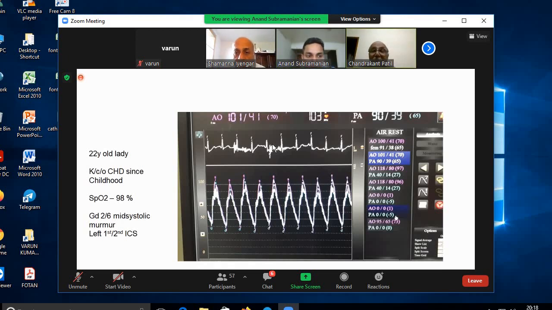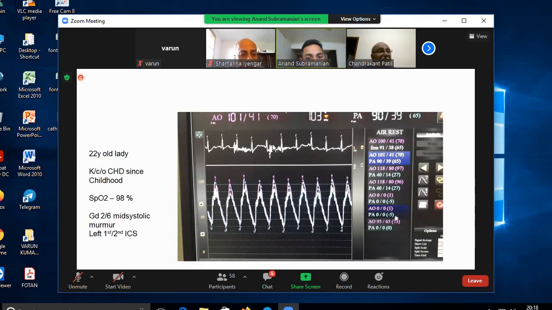You can go ahead with the next. The next case is a 22-year-old lady diagnosed with a congenital heart disease since childhood, but she has not been evaluated properly and has not sought treatment. She came to us quite recently, last month. She had a grade 2/6 mid-systolic murmur in the left first and second intercostal space. Her saturations are normal, so we're not dealing with any kind of Eisenmenger.